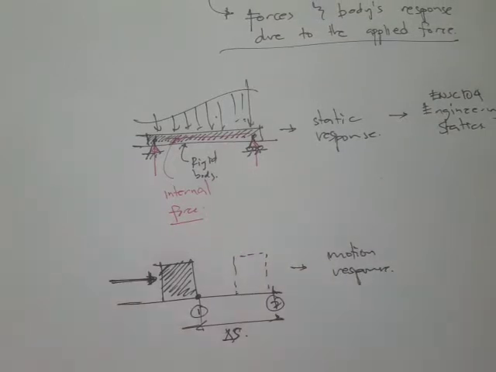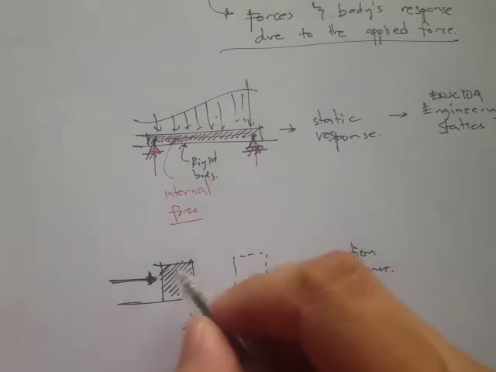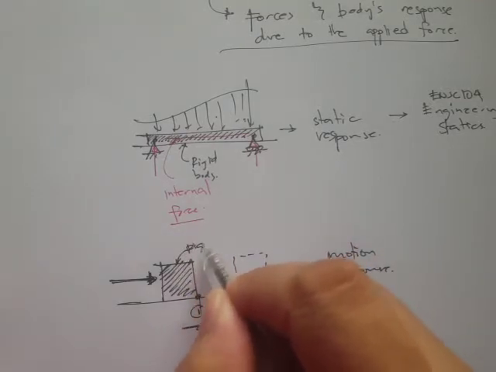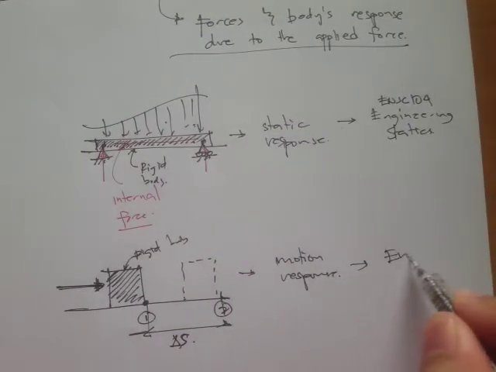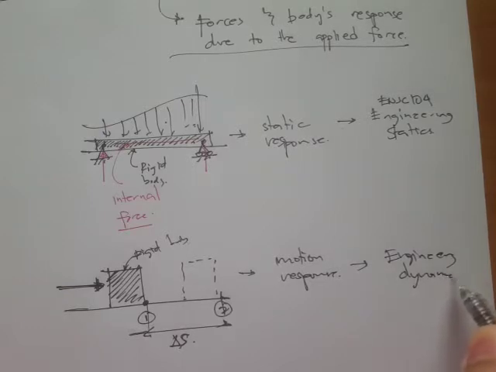I call this a motion response or dynamic response. If we're talking about the mechanics of this motion response of a rigid body, again, let's assume this is a rigid body, that's the concern of engineering dynamics, or ENSC 105.